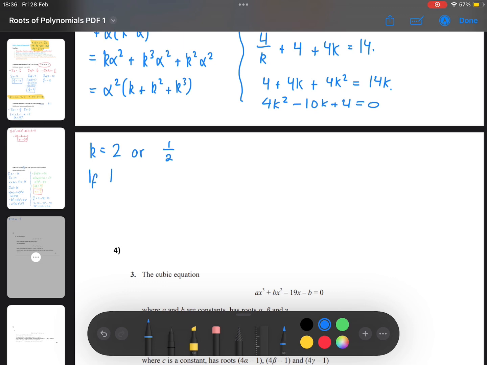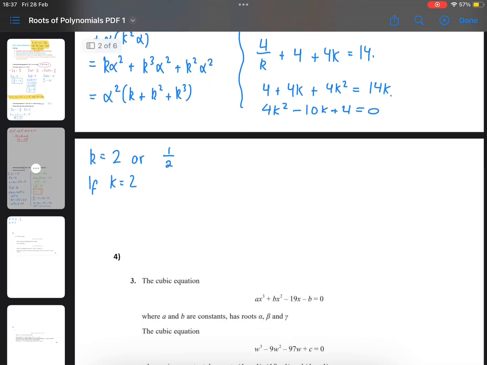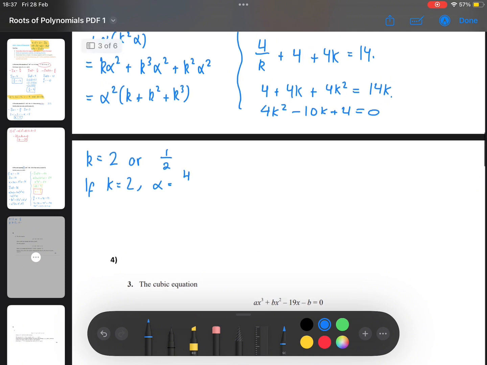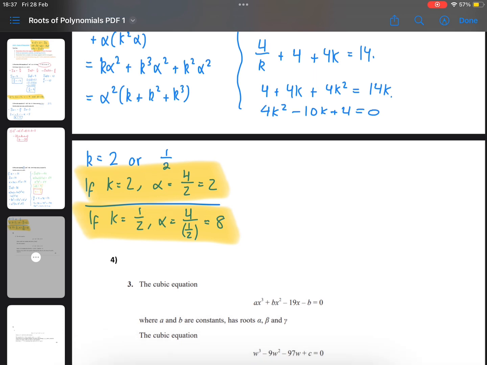So if k is 2, then using our formula earlier, alpha equals 4 over k, alpha equals 4 over 2, which is 2. And if k equals a half, alpha equals 4 over a half, which is 8. And those are our two sets of possible solutions. So there are two sets of solutions for k and alpha in this question, and they are those.